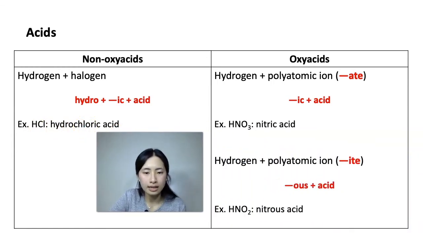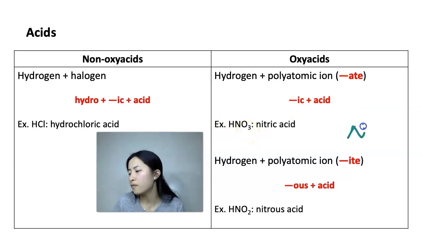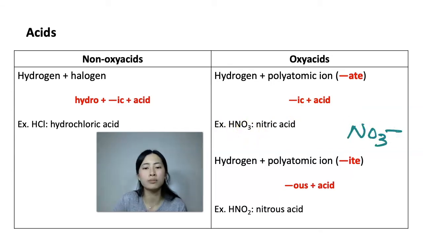Whenever we're naming oxyacids, the huge difference between non-oxy versus oxyacids is dropping hydro in front of our name. If we're looking at polyatomic ions that end in ATE, for example, nitrate, in this case NO3-, you would have to cross over your oxidation number for hydrogen and nitrate, and as a result, you have to change your suffix into ic, so it becomes nitric acid. As you can see, hydro is dropped from our name.